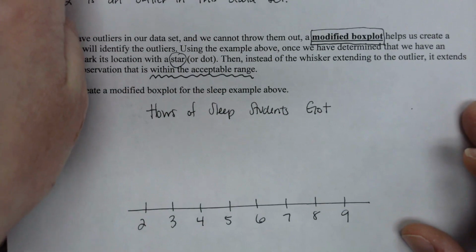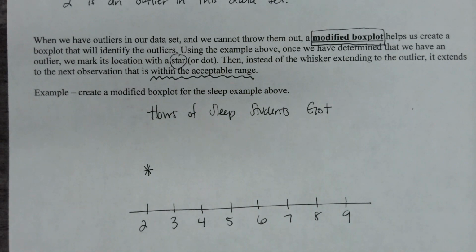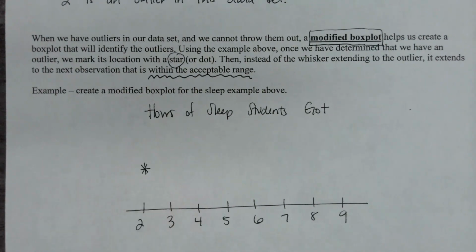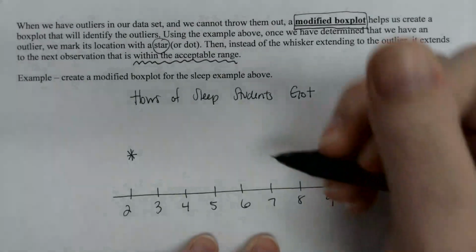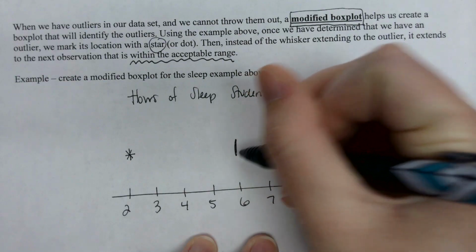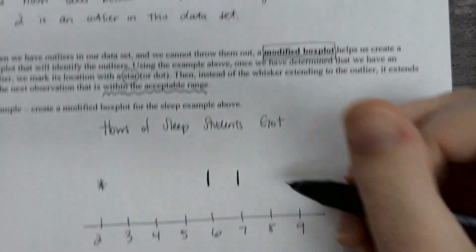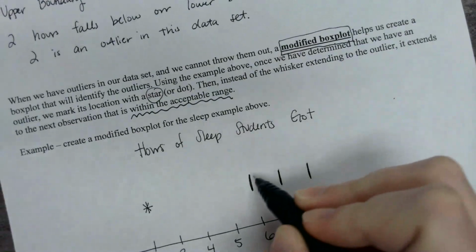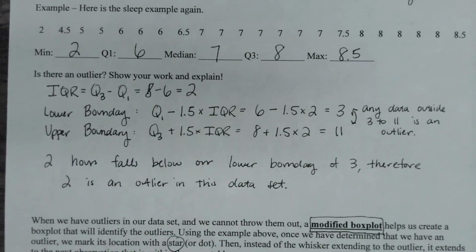So our outlier is actually going to be put as an asterisk instead. We're going to put a little star or asterisk just so it's different, and that way we can visibly see that there is an outlier here. All right. And then we're going to have our Q1. So let's go ahead and do those first. We have our Q1 at 6, so the start of our box is going to be at 6. We have the median at 7, so the middle of my box is going to be at 7. And then my Q3 is going to be at 8. I'm just going to make my box here. So there's my box, and now I need to make my whiskers.